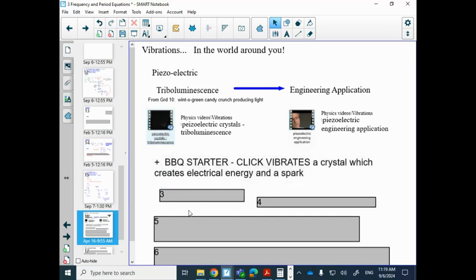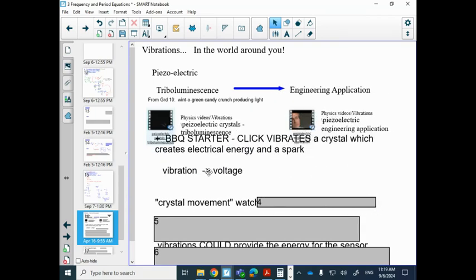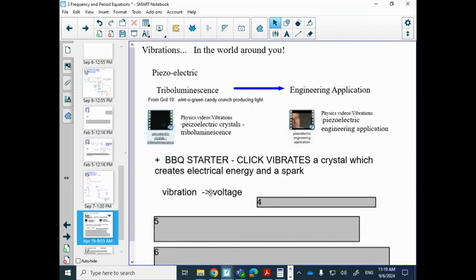In a barbecue starter, you pull the trigger and it clicks. That's actually a piezoelectric crystal in there. It gives a little pulse of electrical energy, which creates a spark. So you've actually used piezoelectric probably in your life. The vibration can go to a voltage. Up here we saw that already, right? Vibration can go to a voltage instead.